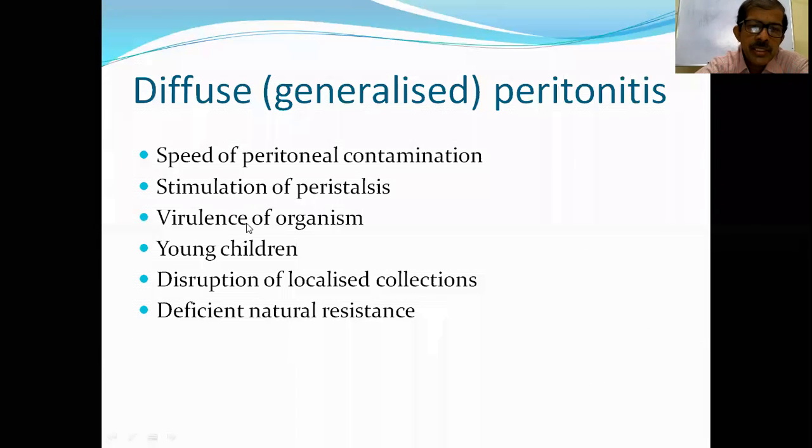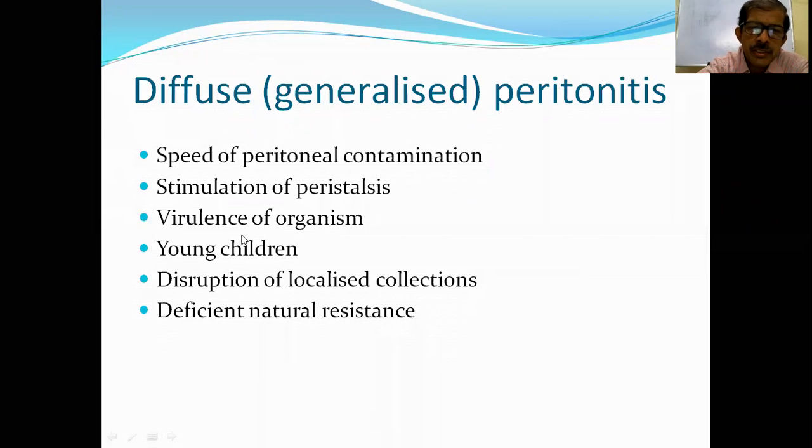Then another thing is, of course, virulence of the organism is very important. If the organism is, say, Pseudomonas, even appendicitis can produce generalized peritonitis. So, it is the virulence of the organism.